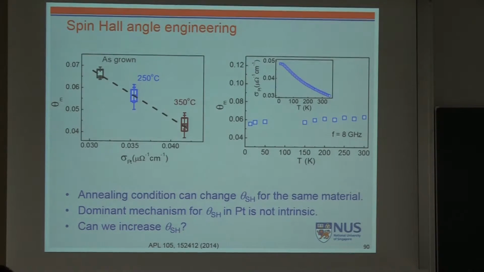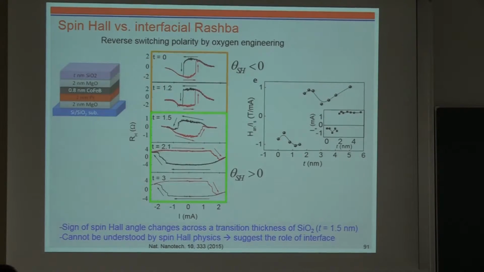Which means we can also engineer it for a given material. As grown, we have a certain value of platinum spin-Hall angle, but once you anneal at different temperatures, you can manipulate the grain size. Once you have a larger grain size, you will have a longer mean free path, which means the spin-Hall angle will go down. So this is a very simple manifestation of the spin-Hall angle for a given material.